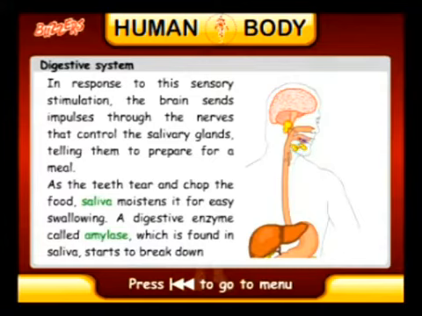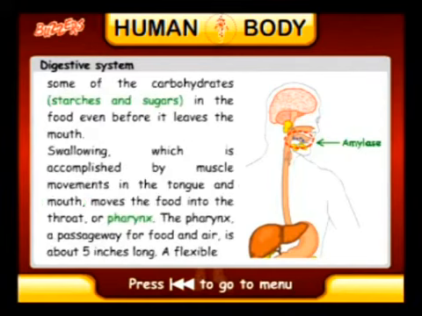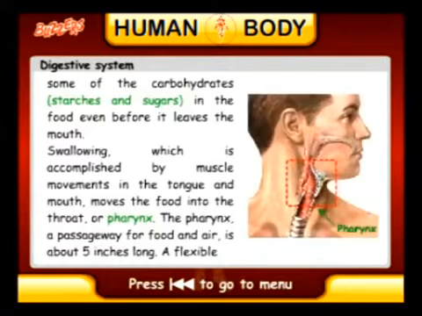As the teeth tear and chop the food, saliva moistens it for easy swallowing. A digestive enzyme called amylase, which is found in saliva, starts to break down some of the carbohydrates, starches and sugars in the food even before it leaves the mouth. Swallowing, which is accomplished by muscle movements in the tongue and mouth, moves the food into the throat or pharynx.